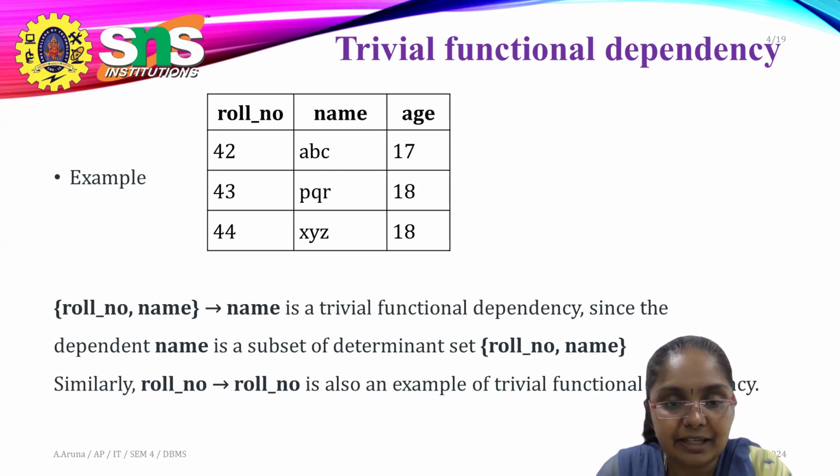How can I say that? Trivial dependency means my Y component is a subset of my X component. Here, name is a subset of X because X has roll number and name. So we can definitely say this is a trivial functional dependency. Also, roll number tends to roll number is a trivial dependency, name tends to name is a trivial dependency, and age tends to age is a trivial dependency. For example, name tends to age is not a trivial dependency because the Y component is not a subset of my X component. So this is an example for trivial dependencies.